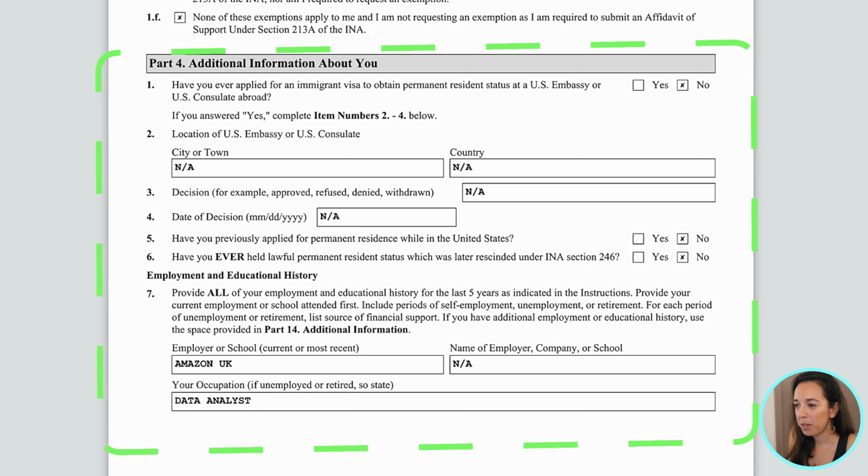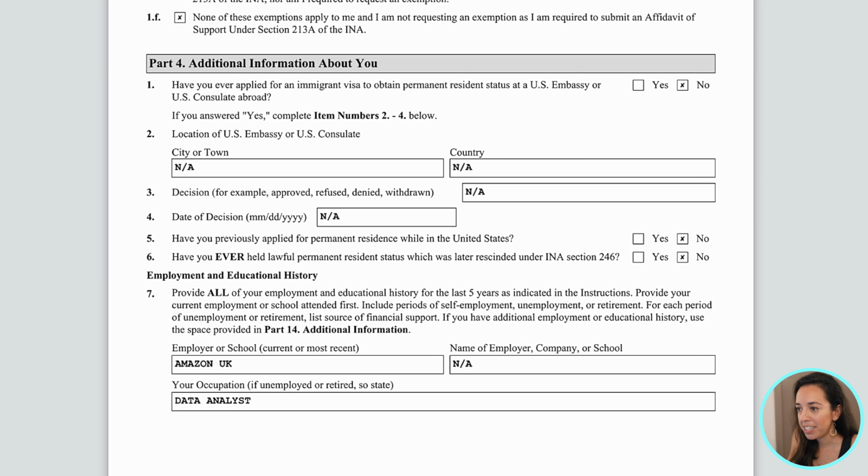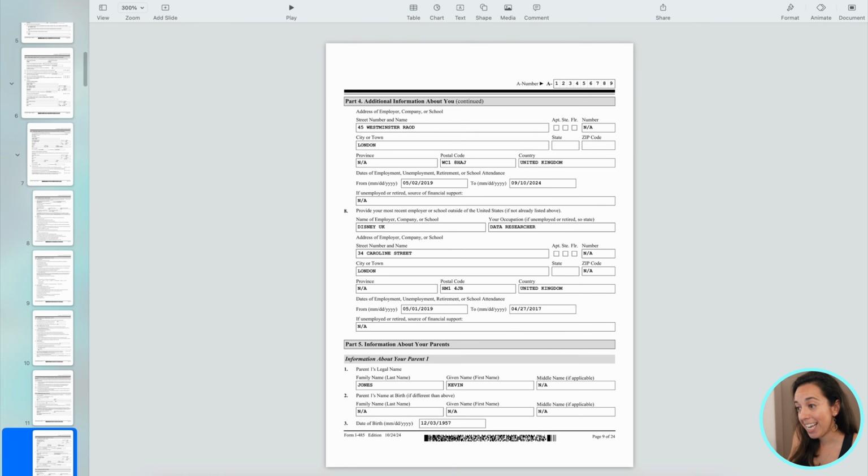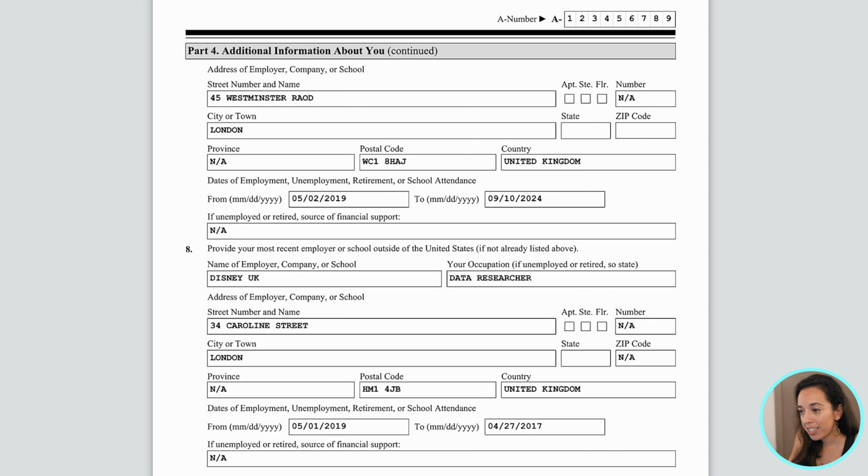Question 7 asks about the beneficiary's employment and education history. So it's asking for all of your employment and education history for the last 5 years. On question 7, we filled out the employer, which is Amazon UK, and we wrote down his occupation as data analyst. And you're filling this out for your most recent employer. On the next page, we typed in the address of the employer and included the start date and the end date.